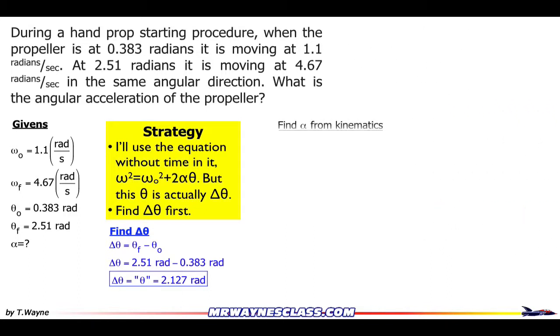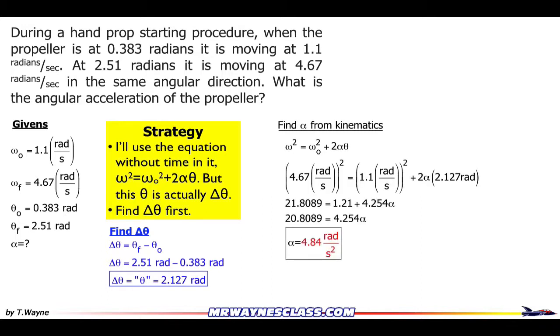Make a little bit of room, and then I'm going to find the angular acceleration from my rotational kinematics. So I'll use my equation. You can see I'm showing the equation, the next line, the numbers with units, a little bit of math, and I get the angular acceleration to be 4.84 radians per second squared.